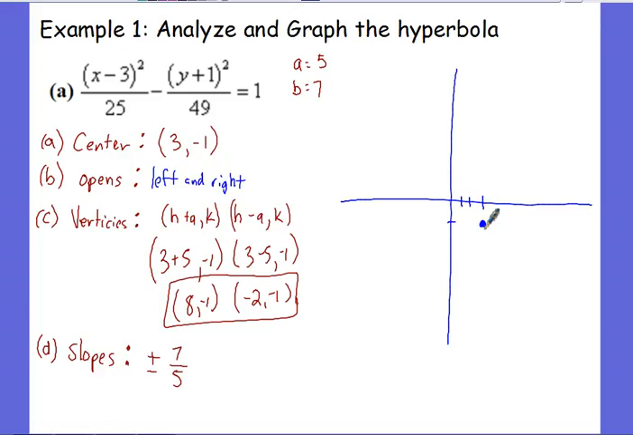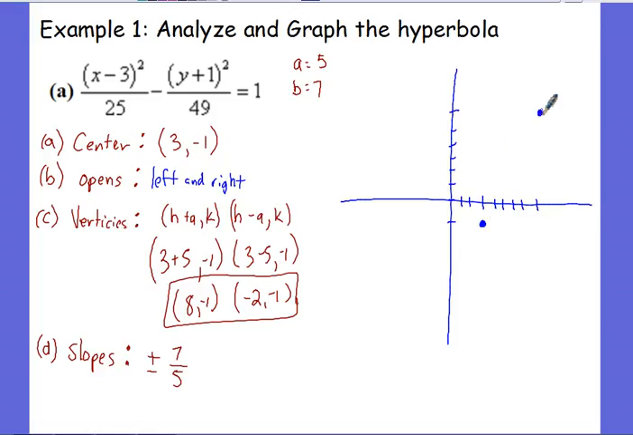So according to this, I'm going to go what? Up 7. Which way across? What does that mean? Always to the right. So I'm going to go up 7 and right 5, and then I'm going to go down 7 and right 5. Okay, so that's what? 1, 2, 3, 4, 5, 6, 7 up and 5 to the right.